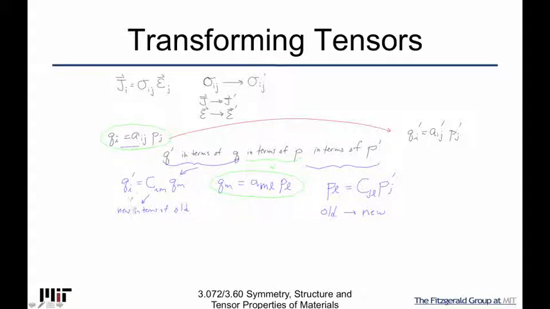So again, just think about the new in terms of old, and keep that in mind. So prime is new, and without prime is the old system. So that's one really key thing to keep in mind. So now we can put all of these together.